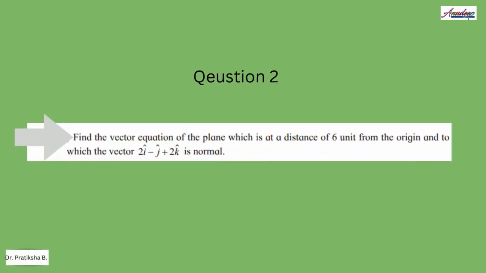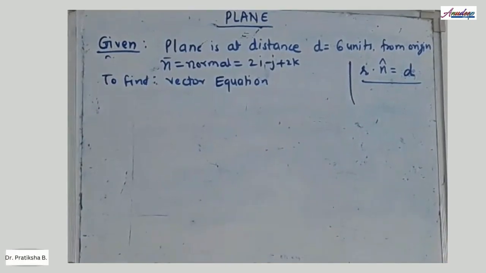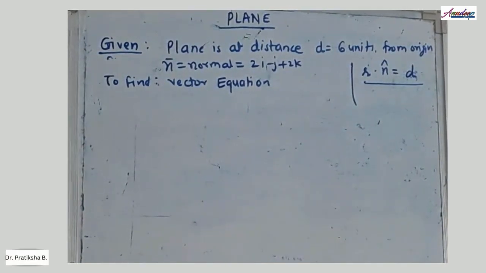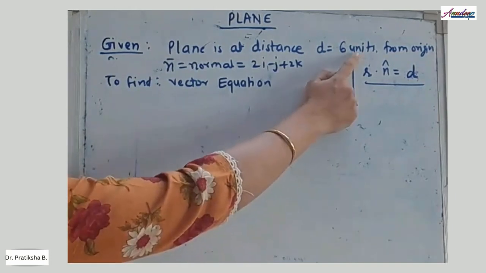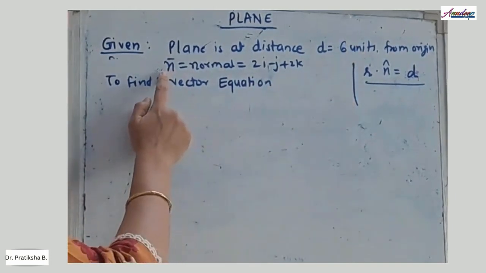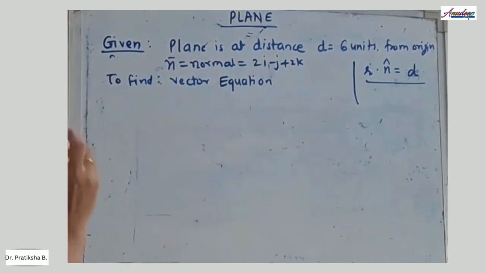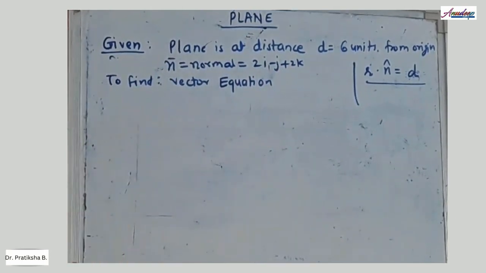Find the vector equation of the plane which is at a distance of 6 units from the origin and to which the vector 2i minus j plus 2k is normal. Let us solve the second problem. Here you have been given that the required plane is at a distance of 6 units from the origin and the normal vector n is 2i minus j plus 2k. That is, the normal and the distance are given to you.